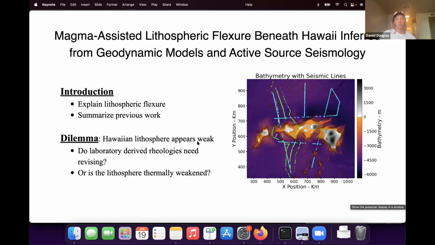So I'm going to start by just explaining what lithospheric flexure is, in case some of you haven't really taken a dive into that topic too closely. Then I'm going to summarize a previous study that someone else did when they modeled lithospheric flexure under the Hawaiian Islands. And when I summarize that work, it'll sort of bring to light this dilemma that we tried to answer with my work, which is that Hawaiian lithosphere appears weak in reality compared to when you model it. And that brings about the question of whether laboratory-derived rheologies need to be revised in order to fit Hawaiian lithosphere behavior, or if the lithosphere beneath Hawaii is weakened some other way, such as thermally from magmatic heating.